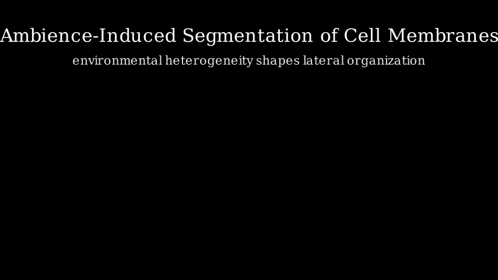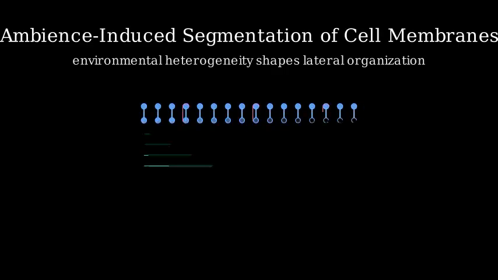Here is a cartoon of a plasma membrane with its actin cortex below. The membrane contains many species of lipids and embedded proteins. Different molecules have different affinity for cytoskeletal proteins. As a result, the membrane is effectively divided into segments, where certain lipids or receptors are enriched while others are depleted.